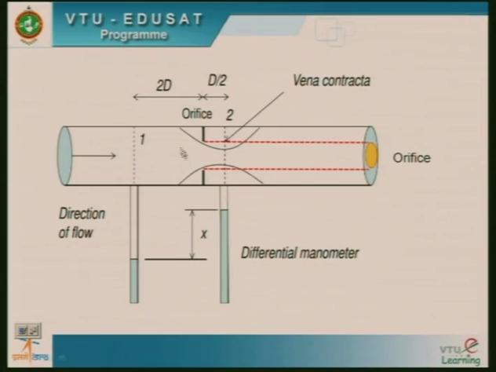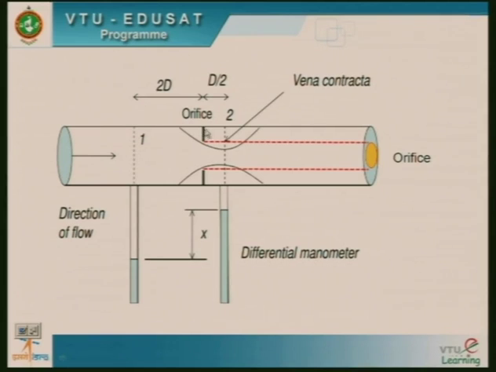Now, this is the direction of flow. Water comes, strikes this edge, and it flows like that. This is the flow direction, and this is the flow direction. Now, if you introduce a piezometer or a differential manometer between this point 1 and point 2, and you measure the pressure difference, whatever the value of x you are going to get, knowing the value of x, you can easily determine the value of Q. Now let us see how to find the value of Q.